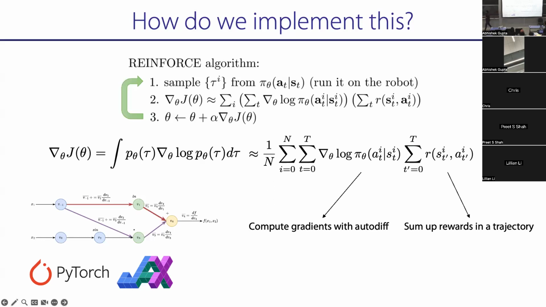But yeah, you don't have to do a lot of this yourself. In practice, you can just use torch.distributions to get away with this Gaussian or whatever choice of policy class you want. You can use autodiff to compute this grad log probability with this sum of it.